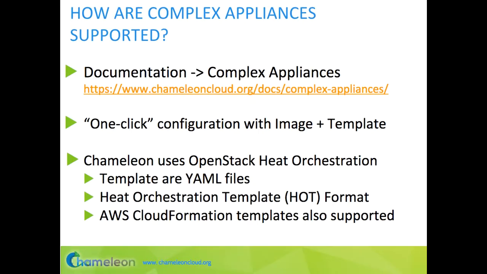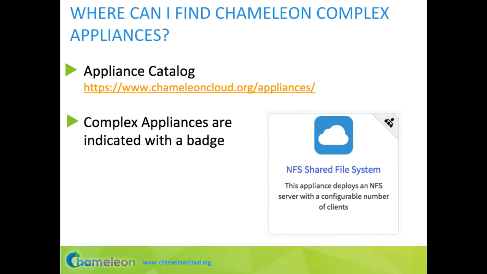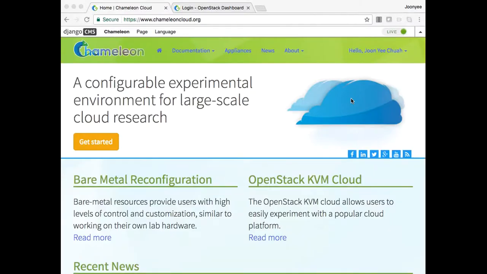Complex appliances on Chameleon Cloud are implemented with OpenStack Heat Orchestration, which offers one-click configuration using Heat Orchestration template YAML files. AWS CloudFormation templates are also supported. You can view a curated set of example appliance templates submitted by our users on ChameleonCloud.org. Complex appliances are indicated with a badge in the upper right corner.